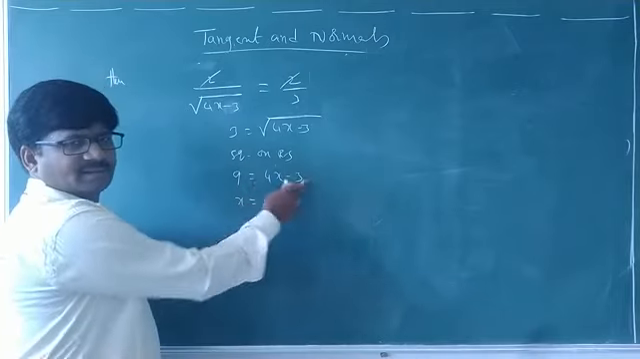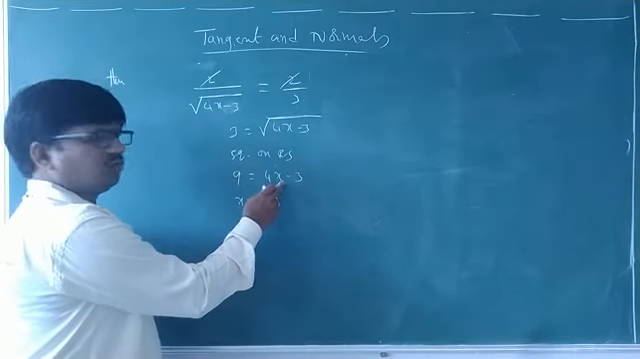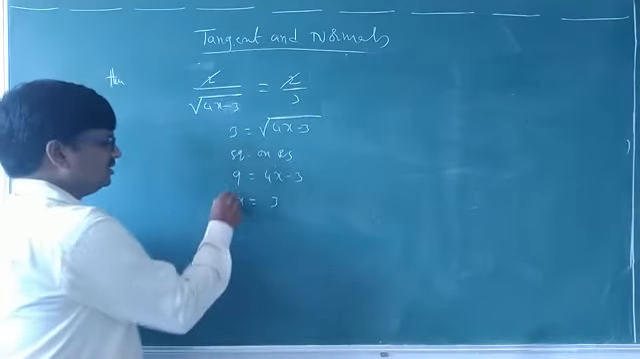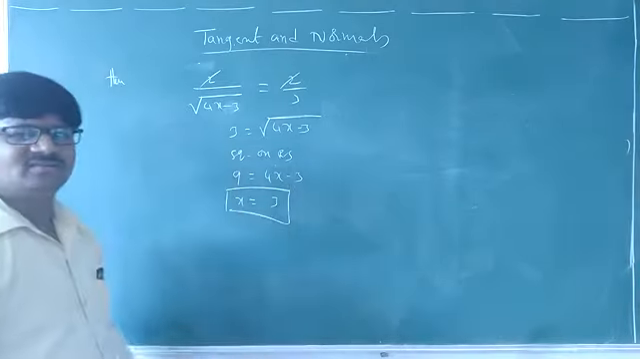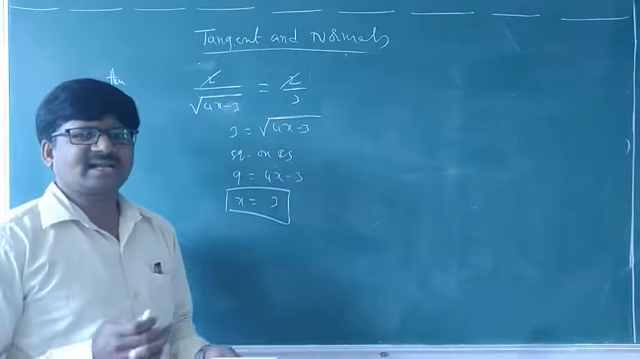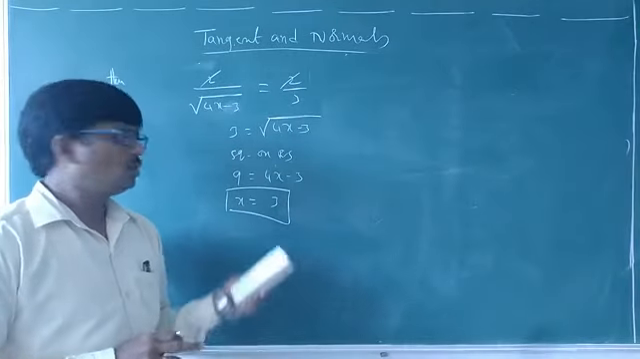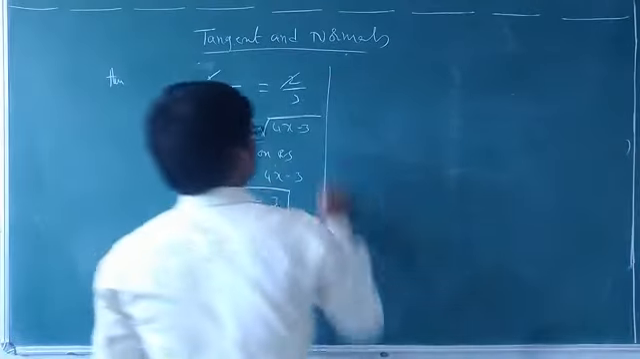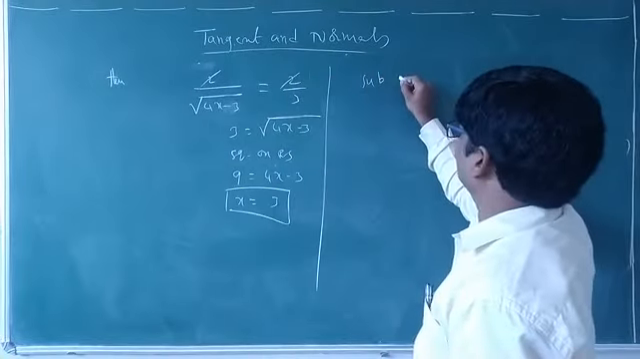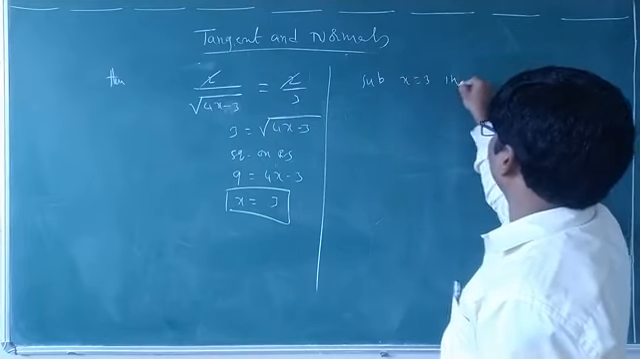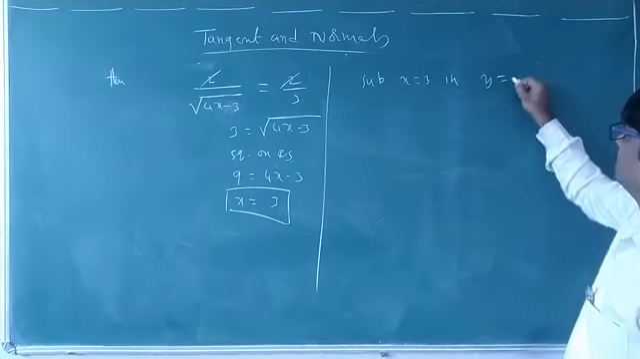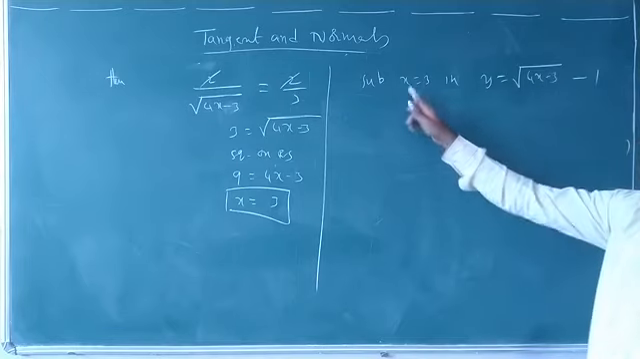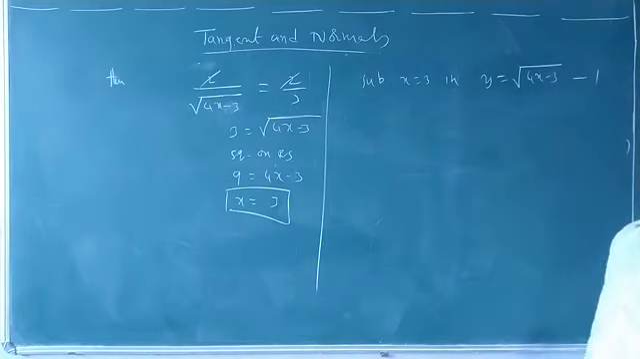9 plus 3 is 12. So 12 is equal to 4x. The 4 will be cancelled 3 times. So x value 3 will come. You got the x value. The point is asked actually. The point is x value and y value; you have to find it. We got the x value. Substitute x equal to 3 in y equals root over 4x minus 3, minus 1. Substitute this x value in this equation, you will get the y value.